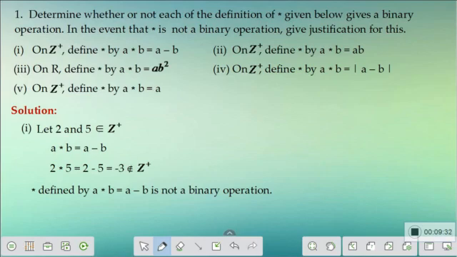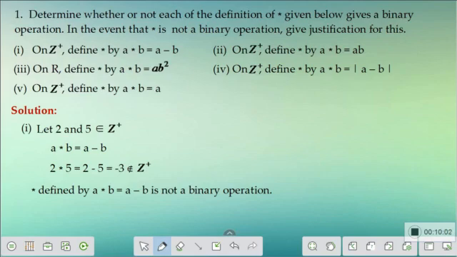Determine whether or not each of the definitions of star given below gives a binary operation. In the event that star is not a binary operation, give justification for this. We are supposed to check whether the given operation is binary or not. It indirectly means that you need to check the closure property of the binary operation. Let's take the subdivisions one by one and discuss the scenario.